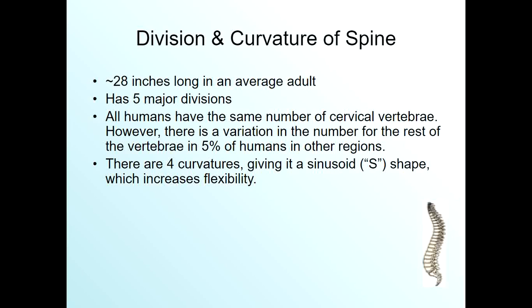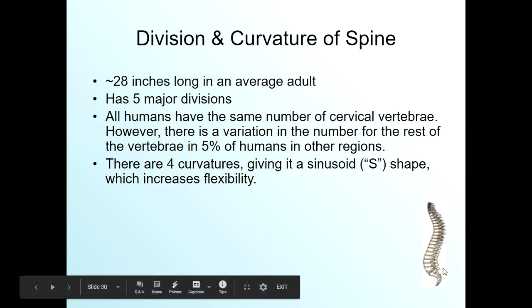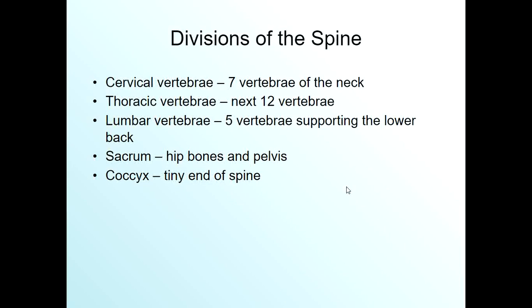Most individuals, or all humans, have the same number of cervical vertebrae, and most have the same number of every other. However, there is a 5% variation in the number of vertebrae in other regions among humans. The 4 curvatures give it that very distinct sinusoid or S shape to give us that flexibility.